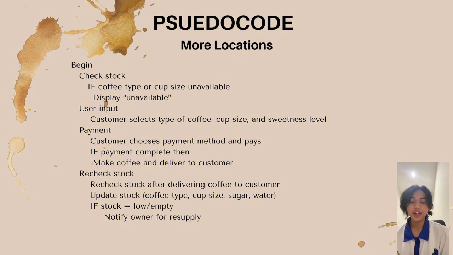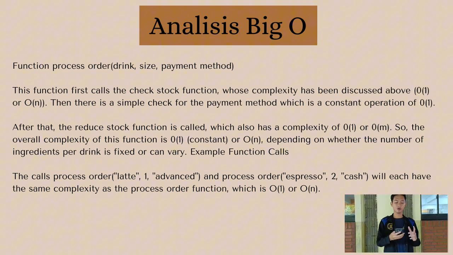And then after that, the final step is always rechecking the stock and updating the supply. We check stock after delivering coffee to the customer, update stock, which is coffee type, cup size, sugar, and water. If stock is low or empty, it will notify the owner and resupply for the next orders.